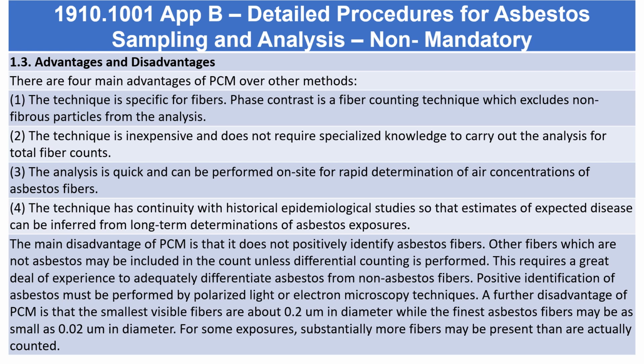A further disadvantage of PCM is that the smallest visible fibers are about 0.2 micrometers in diameter, while the finest asbestos fibers may be as small as 0.02 micrometers in diameter. For some exposures, substantially more fibers may be present than are actually counted.